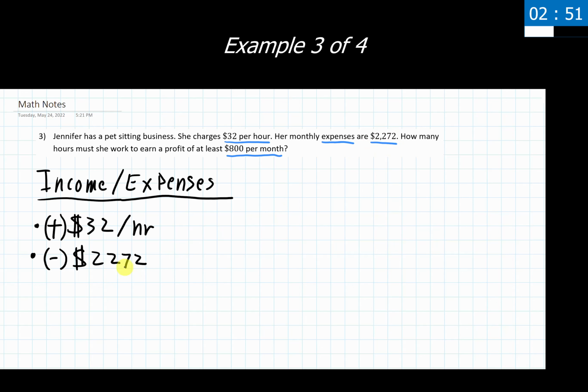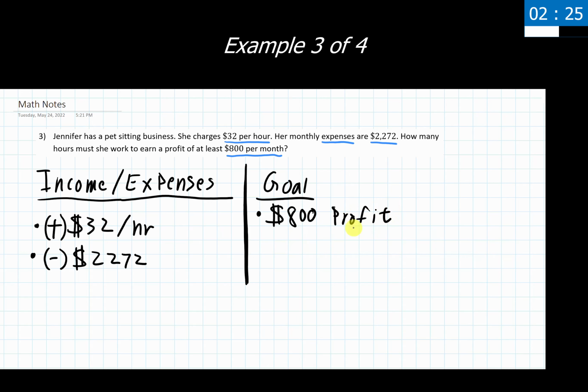$2,272. Fantastic. So we can also ask then, okay, well, how many hours must she work to earn a profit of at least $800 per month? Okay, so we could also have a part in here, do what we did in our previous problem. Let's say we have our goal. We want $800 in profit. Okay, so that means we want to have a positive amount of money at the very end, and that's exactly what our amount is, what we're aiming for.